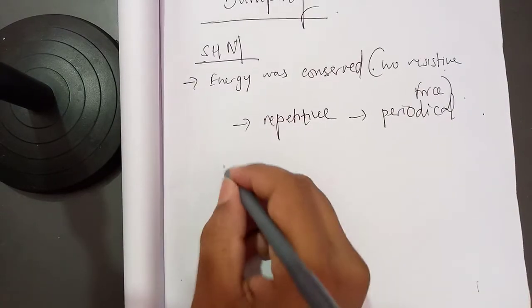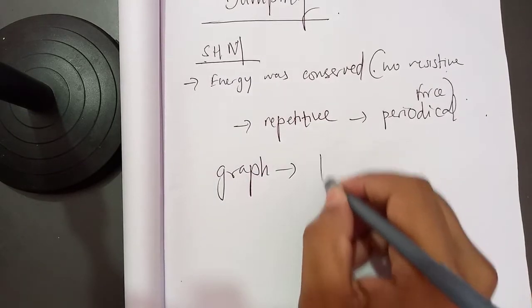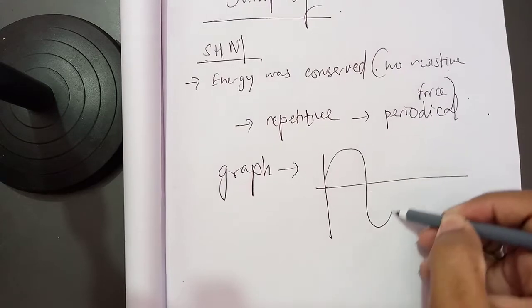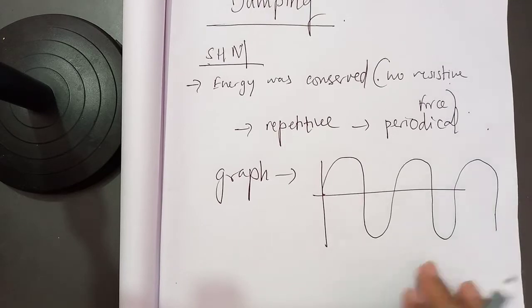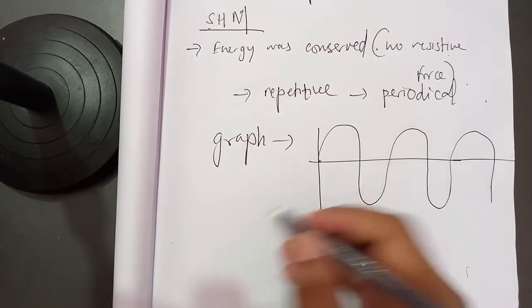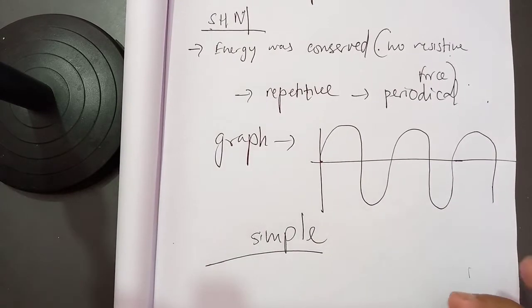and hence we got a graph which was something similar to this. It was periodical and it repeated, and we also named it simple for that, and we talked about why it's simple.